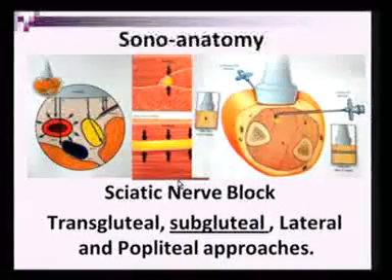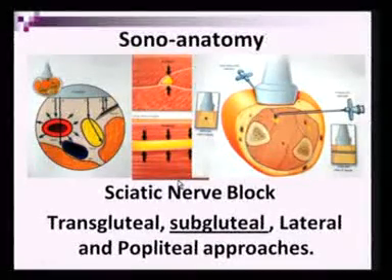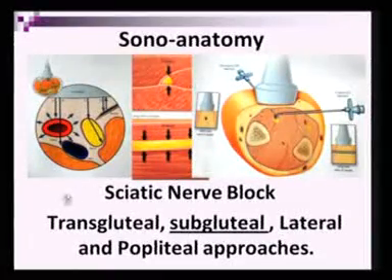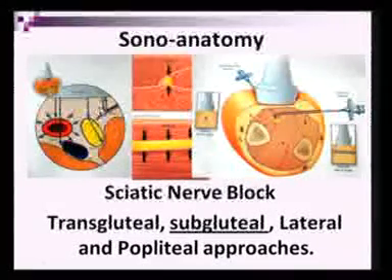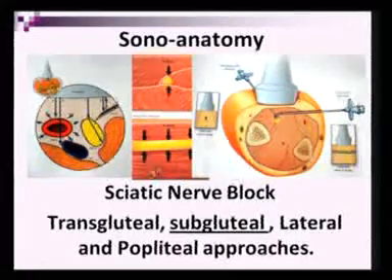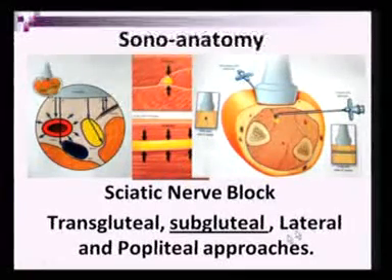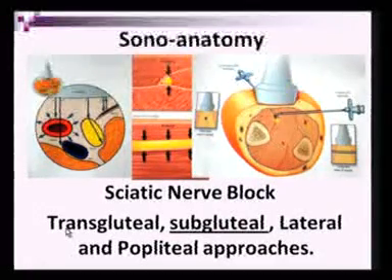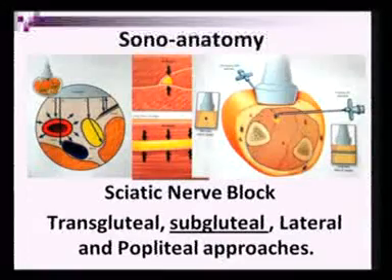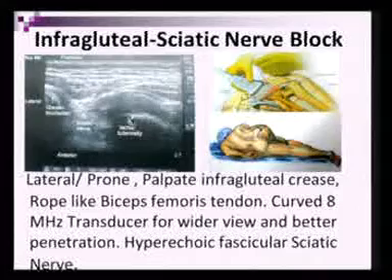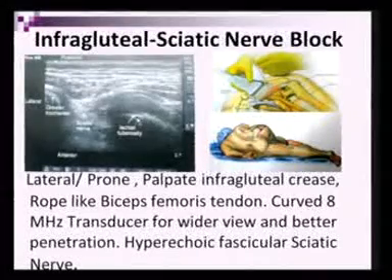A little bit about the sonoanatomy. We all know the advantages of using ultrasound in nerve block techniques. We can visualize the artery, the nerve, the needle and the spread of the drug. All can be visualized, and it can be done out of plane or in plane. The various approaches used to give sciatic nerve block are transgluteal, subgluteal, lateral and popliteal. This is the commonly used infragluteal high approach.